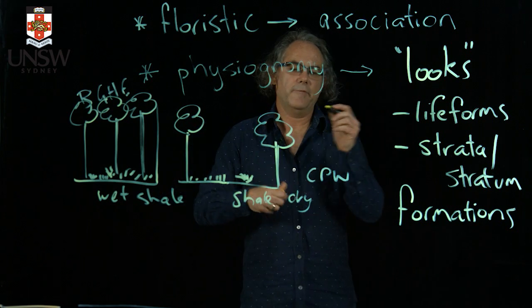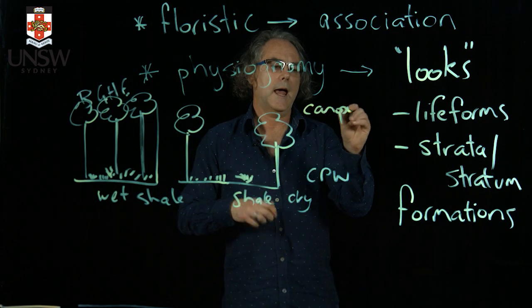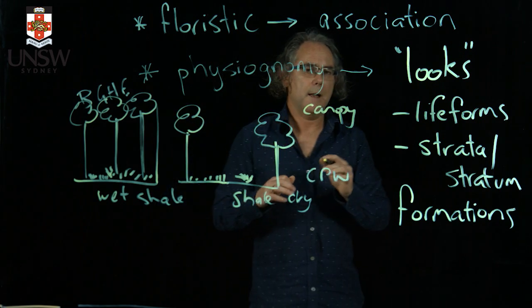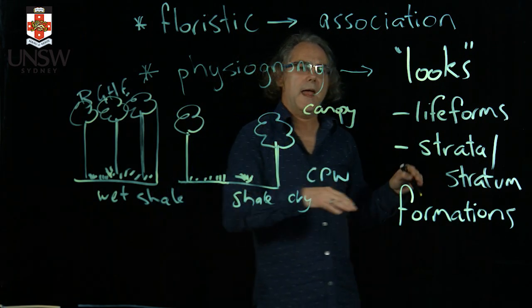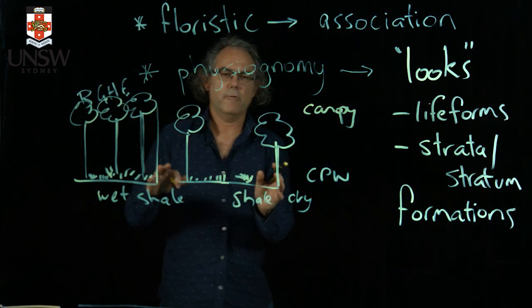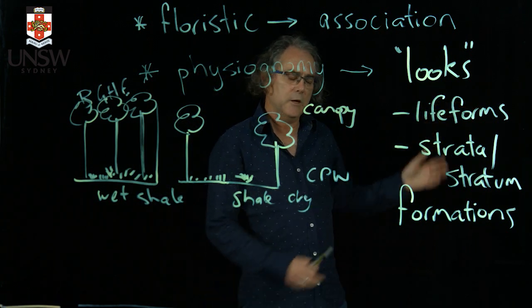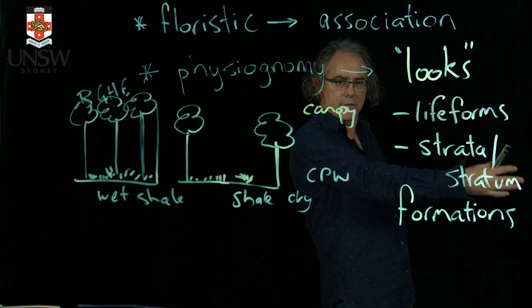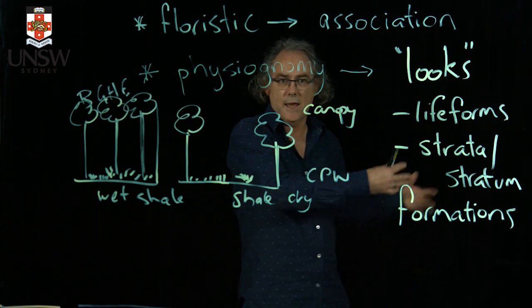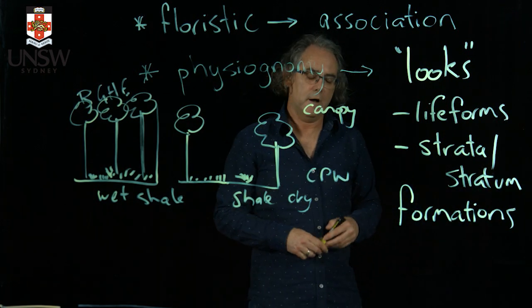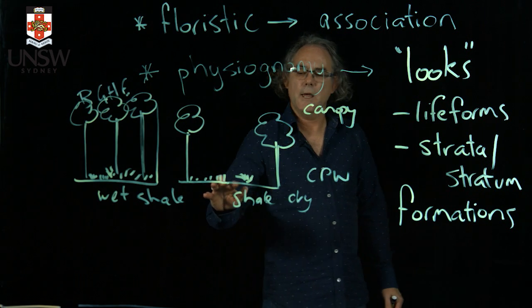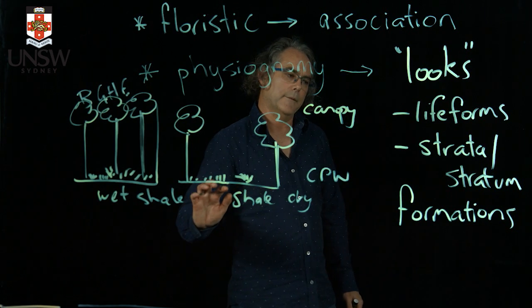Now we've really been focusing on the canopy height, the canopy cover, but you could do that for any strata. There could be shrubs in the vegetation community and you could describe the height of the shrubs. You could describe how much of the landscape is covered by the shrubs. Again, projected foliage cover of the shrub layer, and you could do the same for the ground layer.